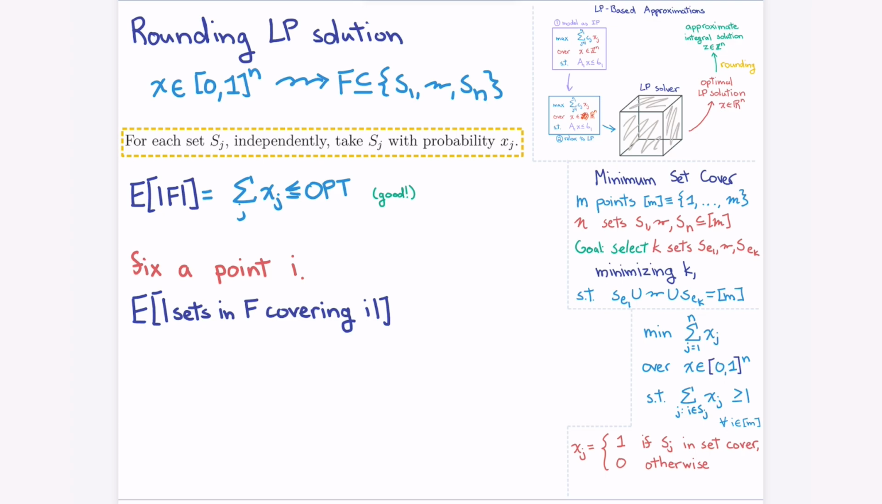Now, I thought as a starting point, we can fix a point i and ask, what's the expected number of sets covering that point? And so what would it be?